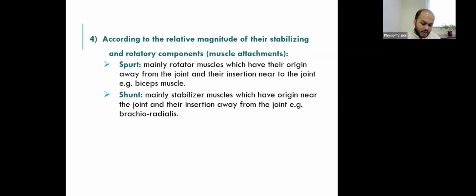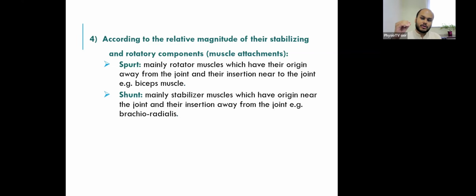because it is a major mobility muscle, to put it short. On the other hand, shunting muscles are basically the stabilizers. They originate near the joint and the insertion is further away from the joint. An example here, again for the same elbow joint, is the brachioradialis. The brachioradialis originates near the elbow joint but inserts further away near the wrist joint, so it acts as a stabilizer at the elbow joint.